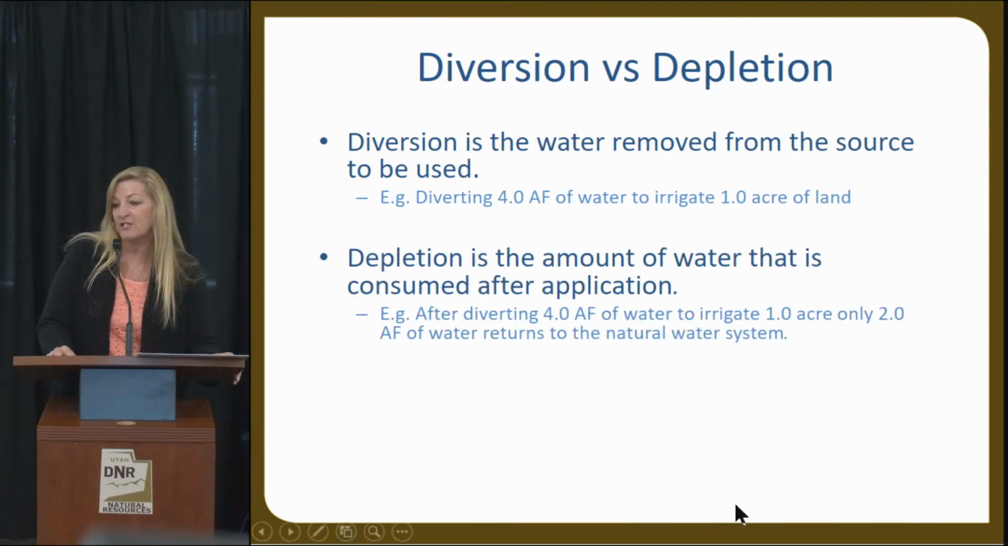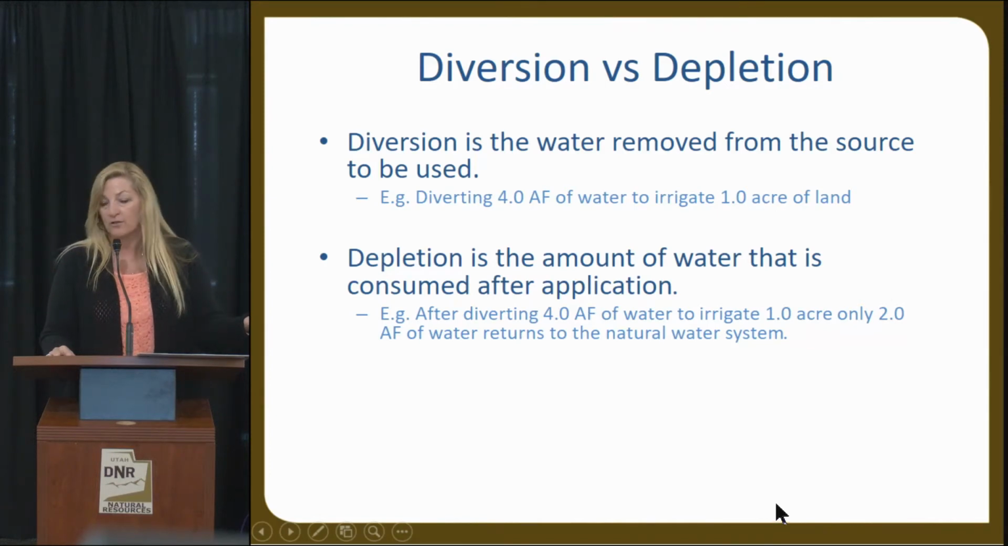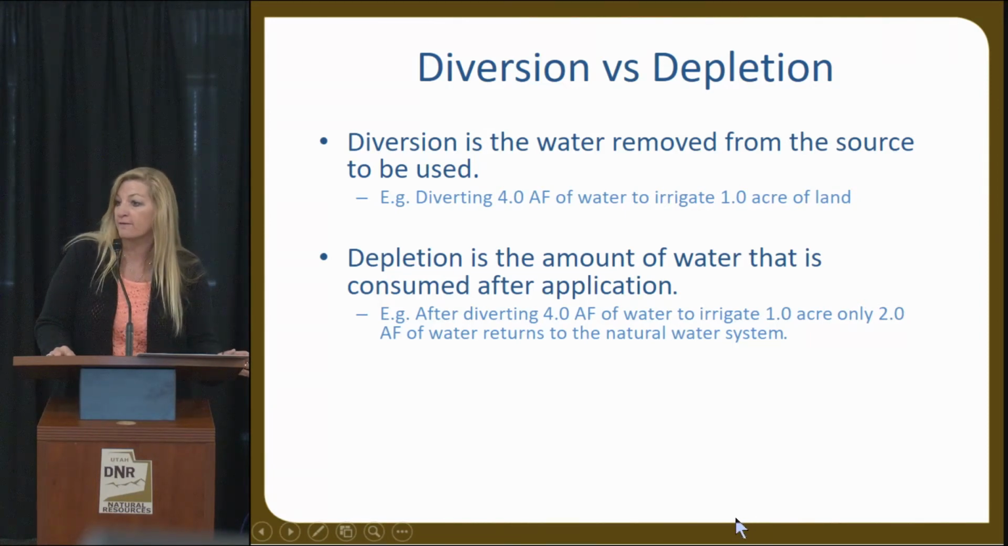Okay, depletion is the amount of water that is consumed after you apply the water to its beneficial use. So, for example, after diverting the 4 acre-feet and you irrigate your 1 acre of land, only roughly 2 acre-feet of water returns to the natural system. It'll either percolate down into the groundwater, it might flow back into the ditch if you're flood irrigating, or it might flow back into the river. The other 2 acre-feet either was consumed by the crop or it was lost through evaporation. So your depletion amount is the amount that is actually consumed and not returned to the natural source.